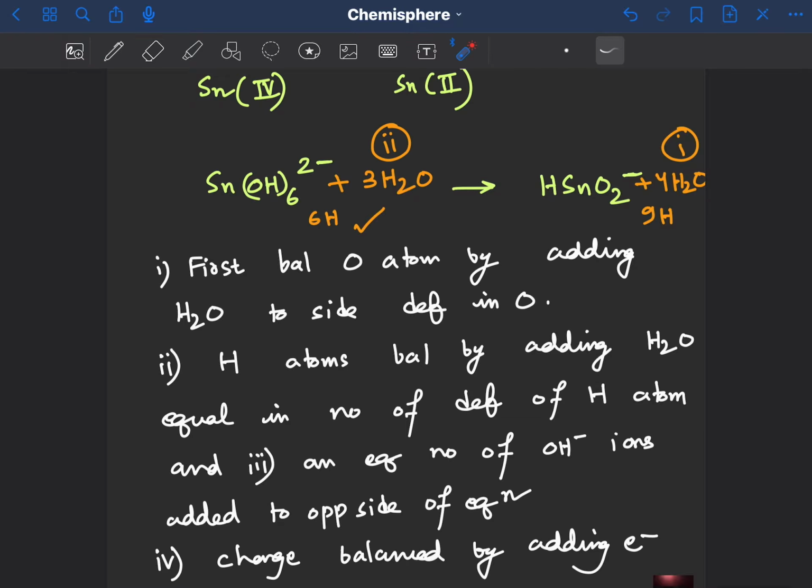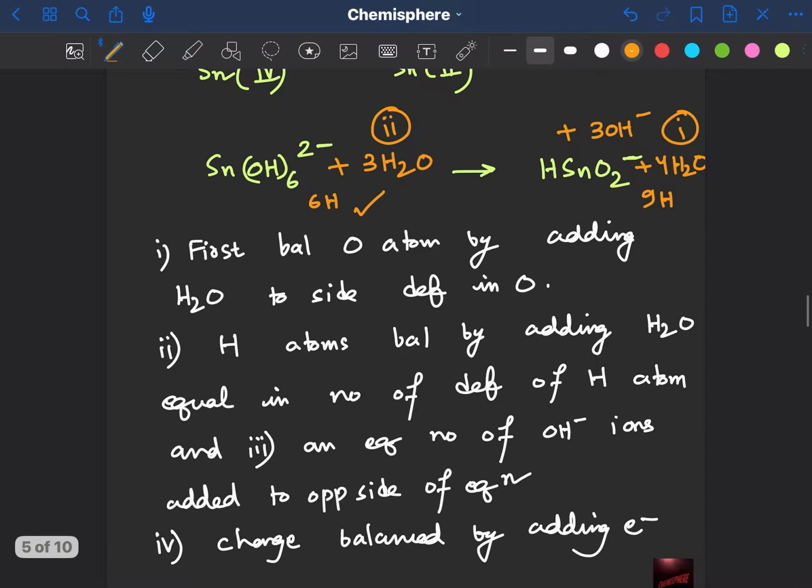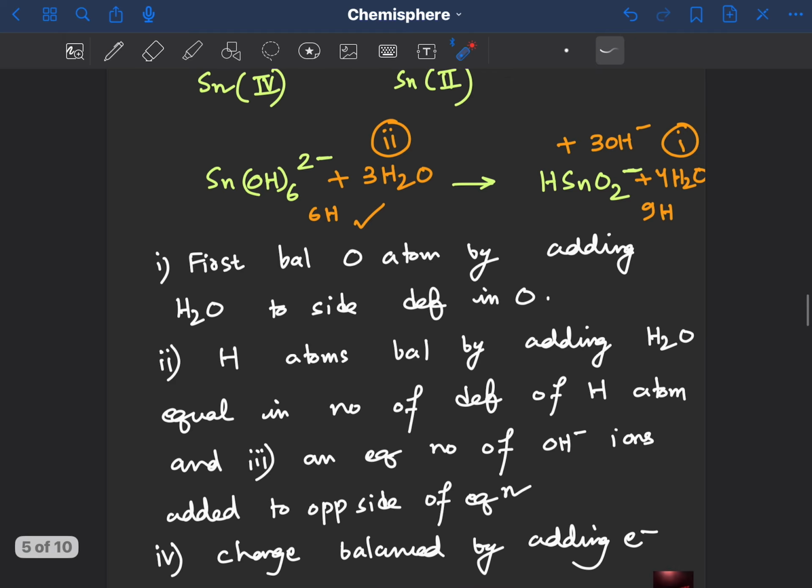And the third step is an equal number of OH minus is added to the opposite side of the equation. So here I added 3H2O, so I will add an equal number of OH minus on the opposite side. So this side, plus 3 OH minus. Okay, so this is the third step, and let us see whether there is any charge imbalance. So here the total amount of charge is 2 minus, here the total amount of charge is -3 minus 1, that is -4. So therefore I will add 2 electrons on this side so that the total charge becomes 4 here. So plus 2 electrons.